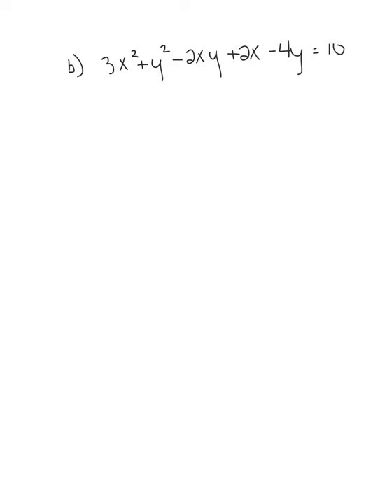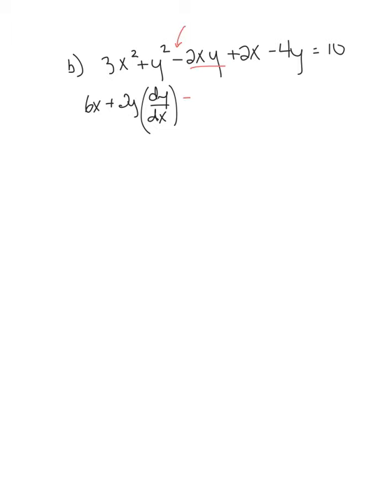So we're going to start off by deriving the first term here, and since it has an x, it's just going to be our normal derivative. So we will get 6x, plus the derivative of y squared is 2y, but since it's not x, we're going to be using or adding a dy by dx.